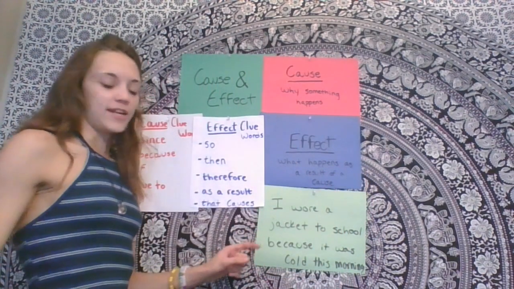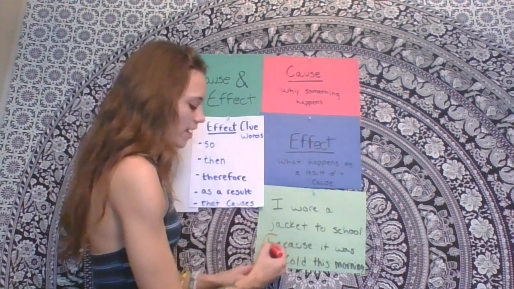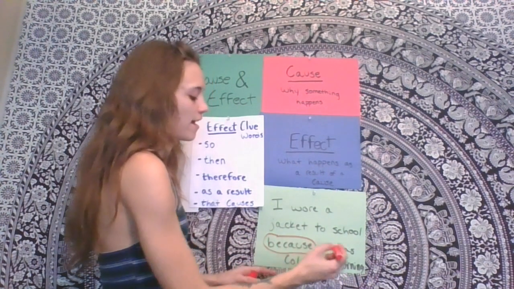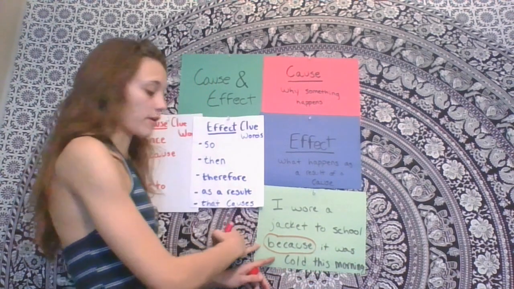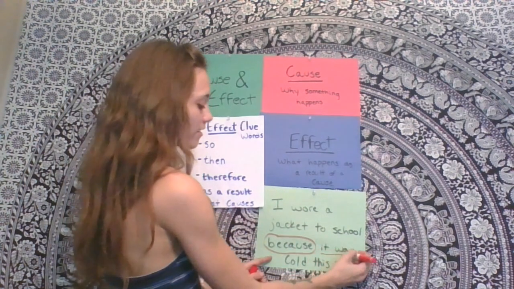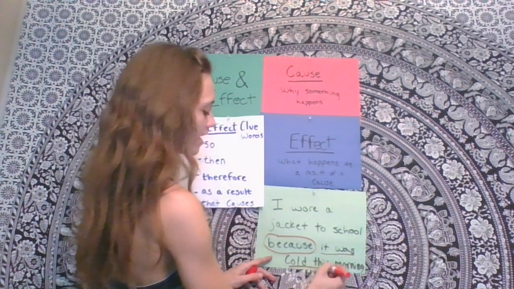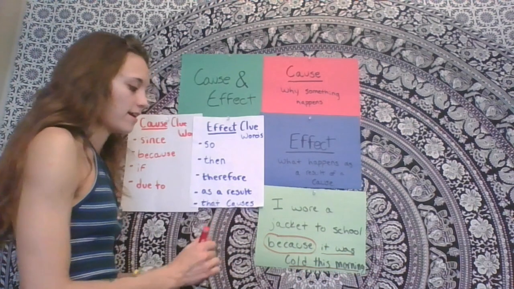I wore a jacket to school today because, one of my clue words, it was cold this morning. I know one of my clue words, a cause clue word, so I'm going to underline the cause that comes after it. Because it was cold this morning.